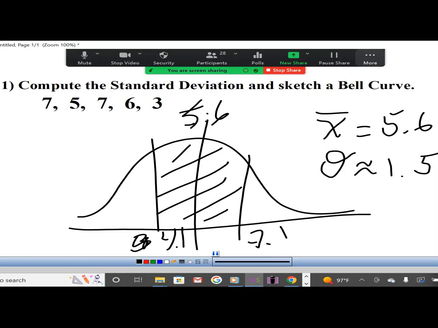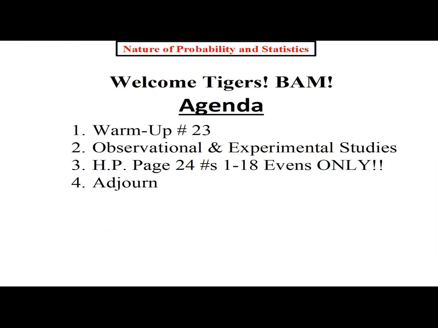Yeah. All right. Copy the agenda for today. Warm up number 23, observation and experimental studies. We're going to finish off that session, and that pretty much is going to close our chapter 1. There's one more session in that chapter in regards to computers and calculators, but I don't want to spend that much time on that because they go over the TI-84 and other things.